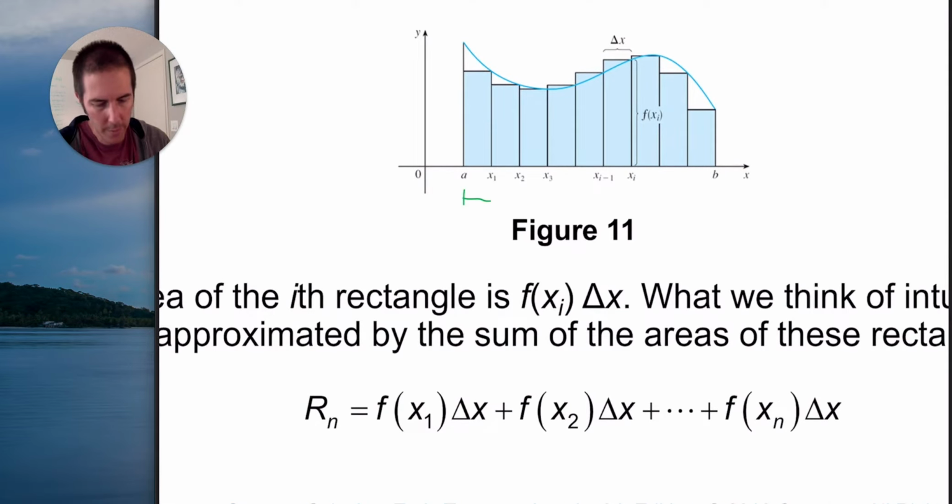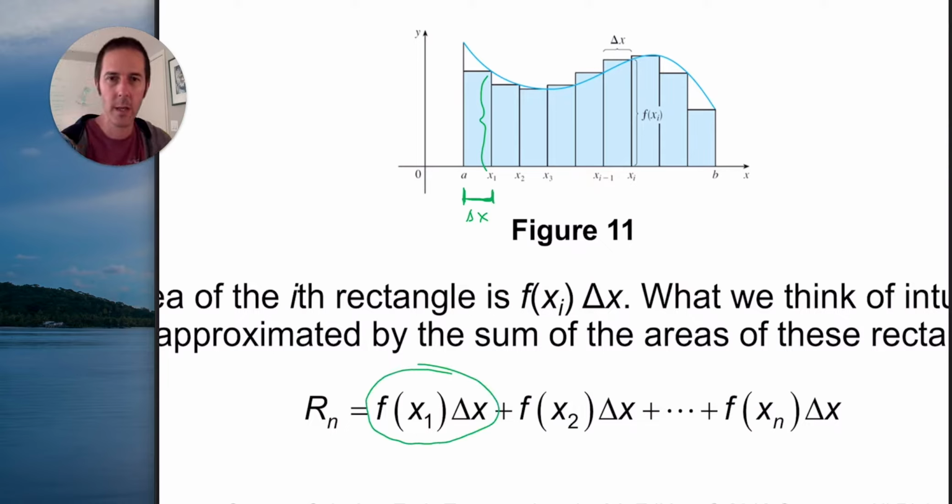We know that the width of each one of these rectangles is delta x. We know that when we're using right estimates, if we're focusing on this rectangle that goes from a over to x sub 1, the height of that rectangle is f of x sub 1. And we can find the area of that rectangle by taking delta x in the horizontal direction and multiplying it by, in this case, f of x sub 1. That's what you're seeing at the bottom of the screen right now. That's the area of the first rectangle.